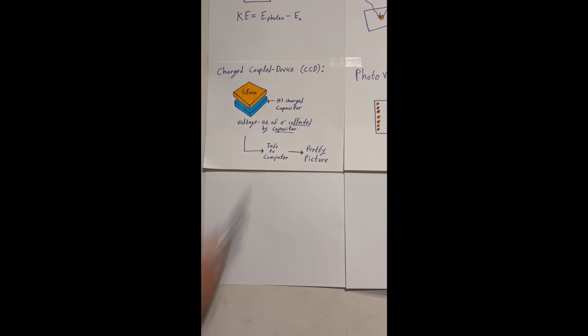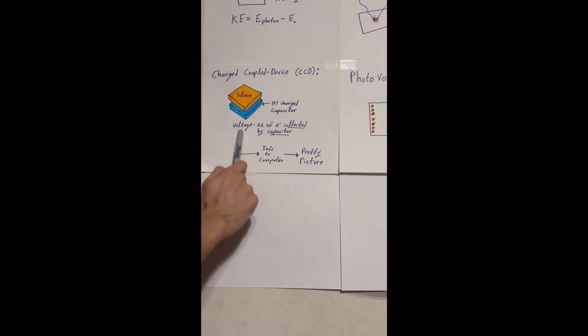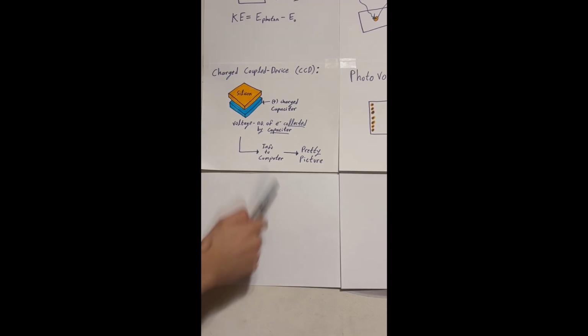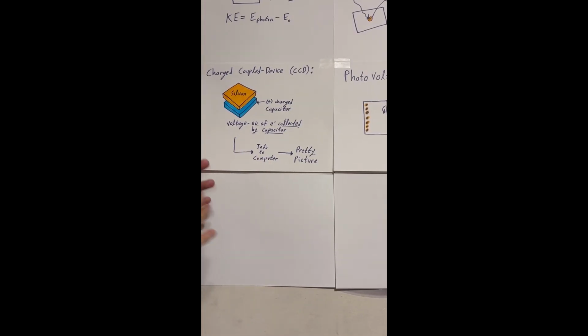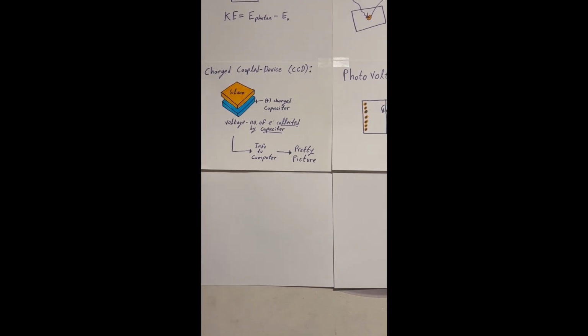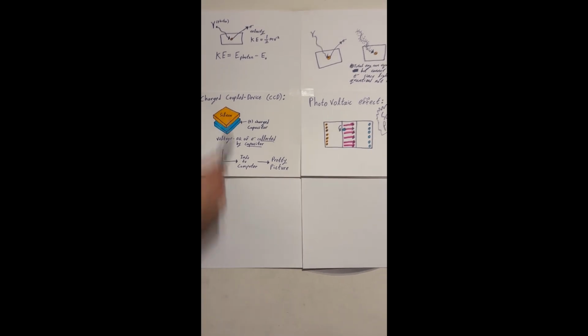by the voltage. Now, all this information is going to be sent to the computer, and then eventually, using this information, it'll form a pretty picture. And this is very often used in astronomy. I believe Hubble also uses CCDs.